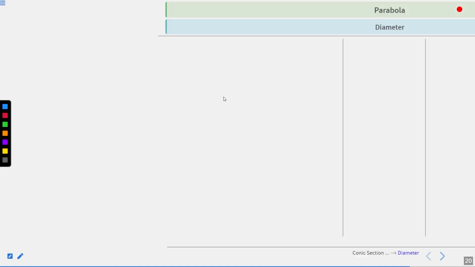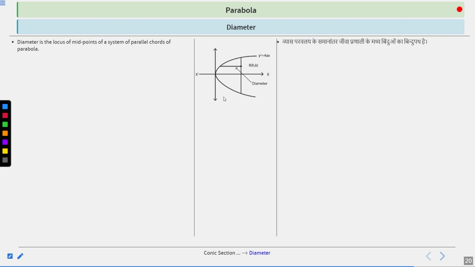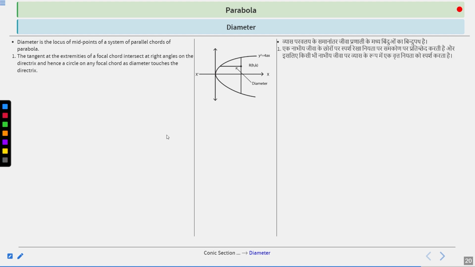Got it? Next, diameter. Let us see diameter. Diameter is the locus of midpoints of a system of parallel chords of the parabola. Clear? You can see here it is the diameter. The tangents at the extremities of a focal chord intersect at right angles on the directrix, and hence a circle on the focal chord as diameter touches the directrix, right?